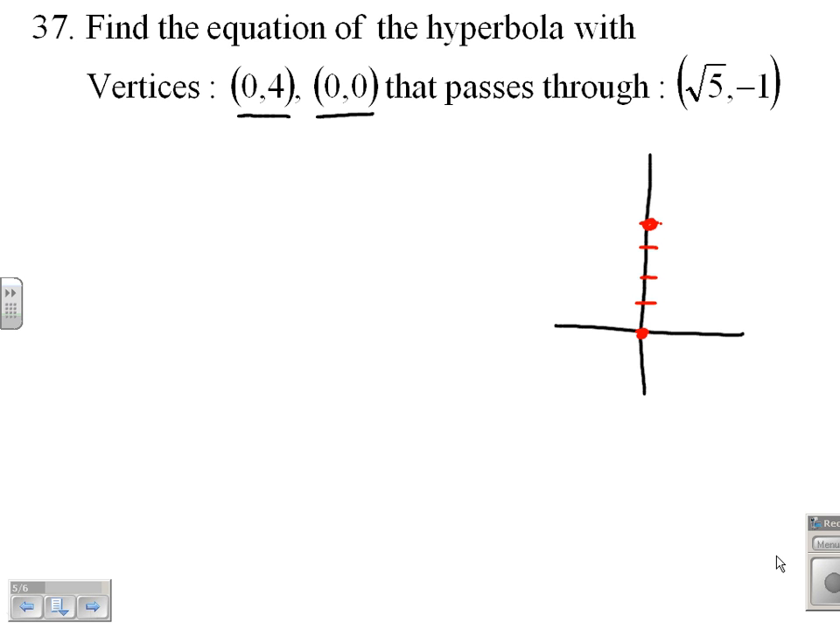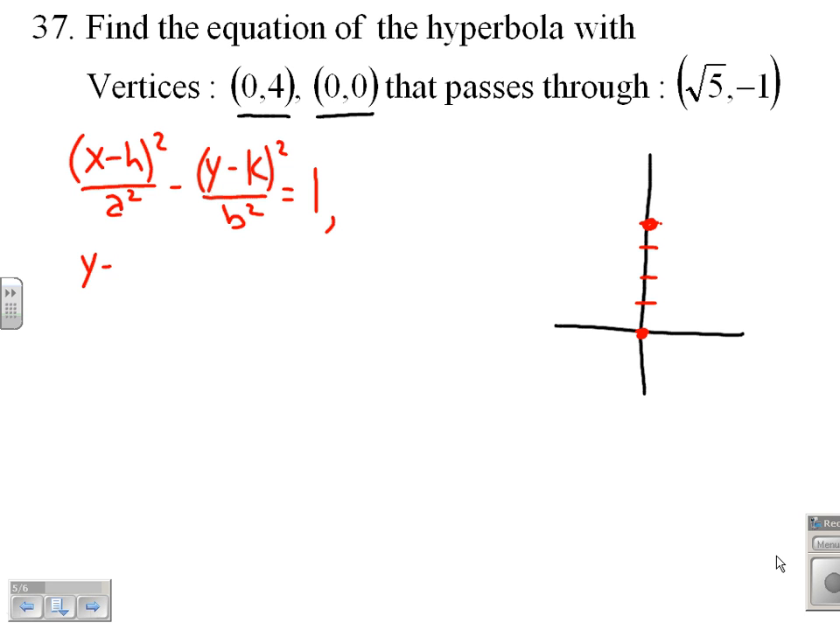And for the equation of a hyperbola, we have perhaps (x - h)² on a² minus (y - k)² on b² equals 1, or maybe we have (y - k)² on a² minus (x - h)² on b² equals 1. So there are 5 things we need to know to come up with the equation of the hyperbola. We need to know h, k, a, b, and we need to know what direction the hyperbola is opening in.